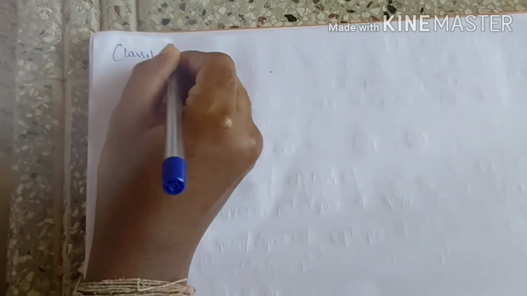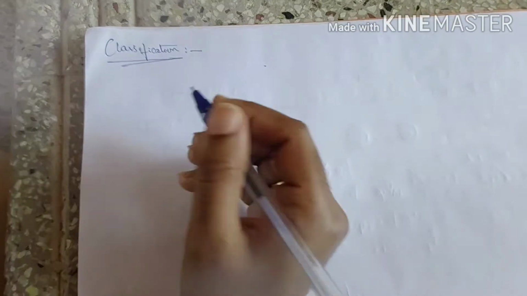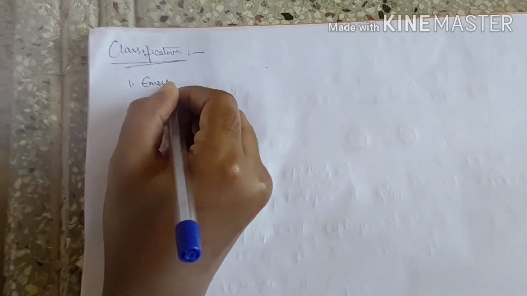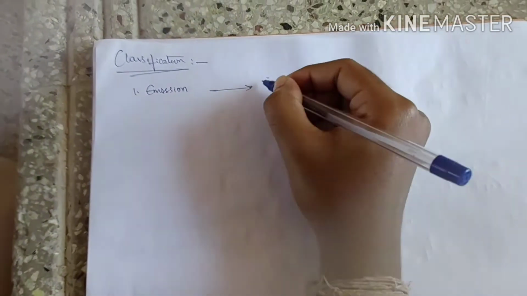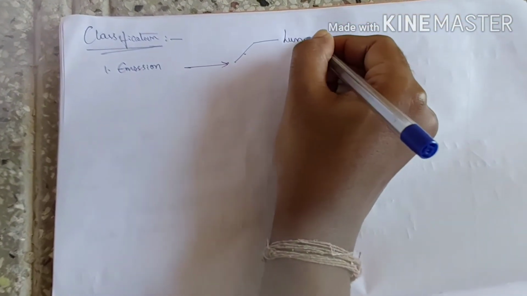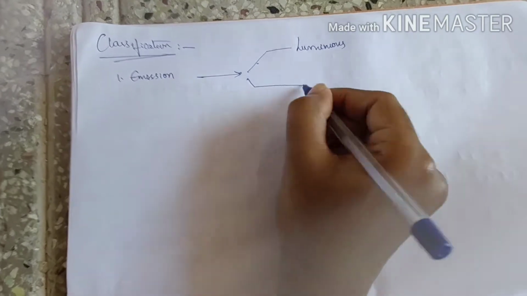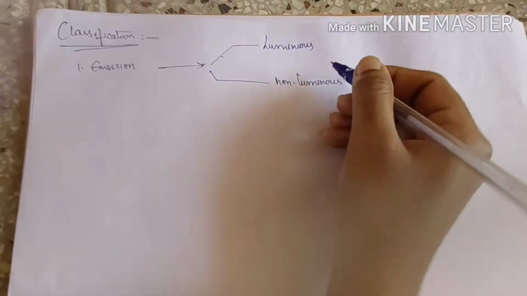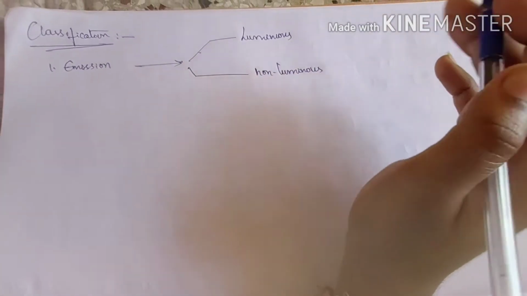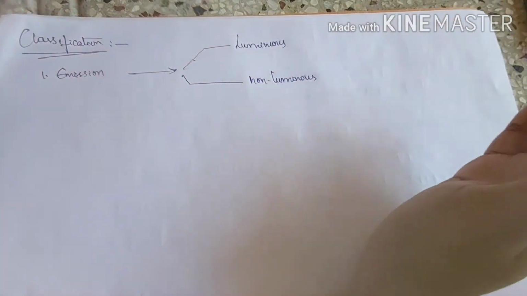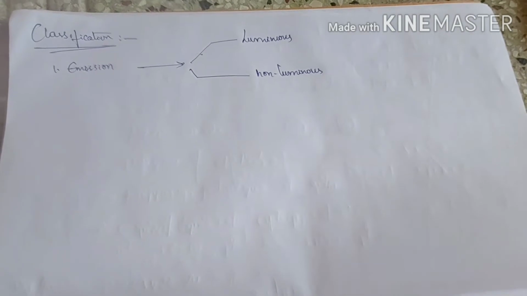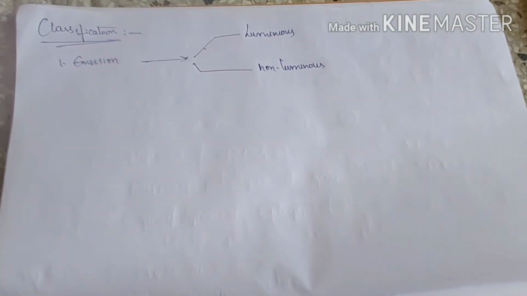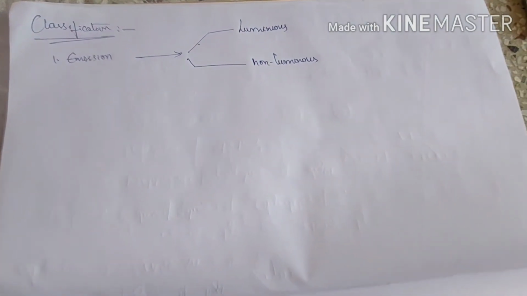Classification. Here classification depends on two factors. One is emission of light. Emission of light is categorized into two: luminous and non-luminous. Luminous objects are the objects that give out or emit light on their own. They will act as a source of light and emit the light.